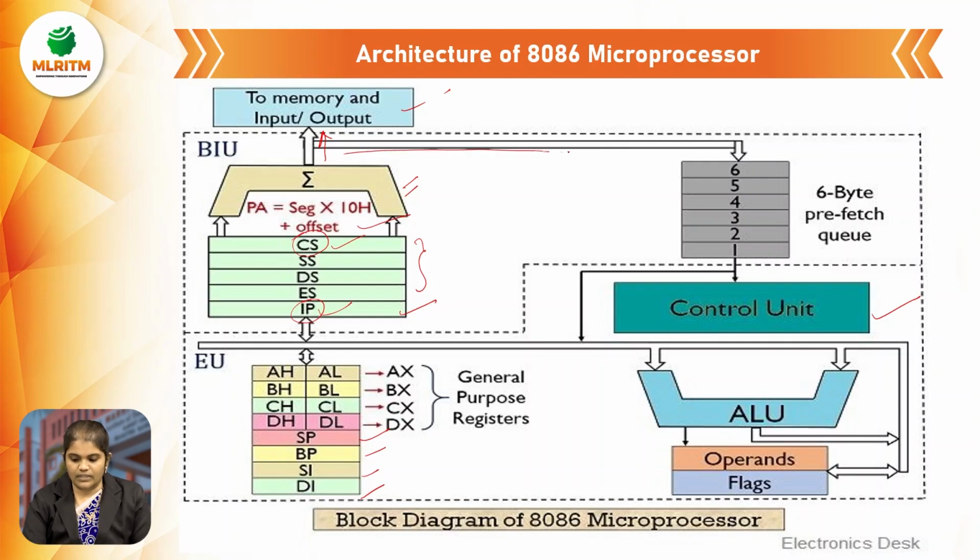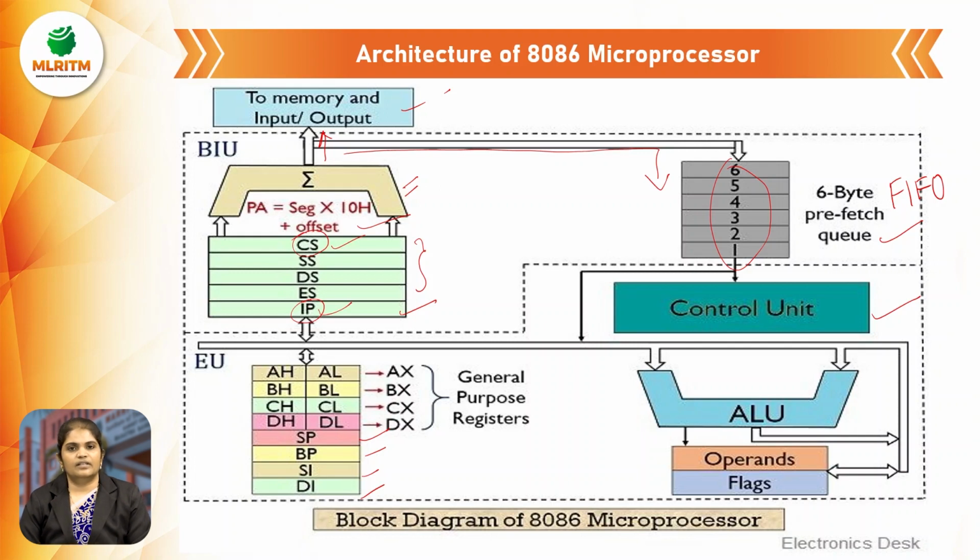After calculating the physical address, the data is moved into the prefetch queue. It is a 6-byte prefetch queue, working on first in, first out logic. The data fetched from the memory unit is moved into this prefetch queue. Each location holds 1 byte of data, and we have 6 such locations in which we can save the data. The logic applied here is FIFO, first in, first out.